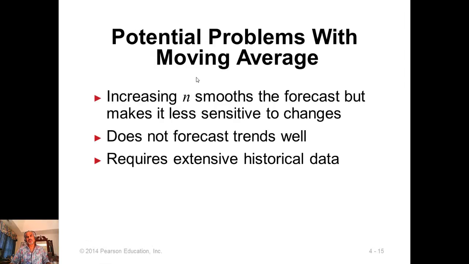So potential problems with moving average, though: increasing the number of periods that you average will smooth the forecast and it will become less sensitive to the immediate increases and decreases. On the other hand, if you decrease the number of periods that you want to average, then that would become very volatile and it will change depending upon what's actually happening in the actual values. And of course, moving average is only for random fluctuations. It does not do trend well, it does not do seasonality well, and it requires extensive historical data.